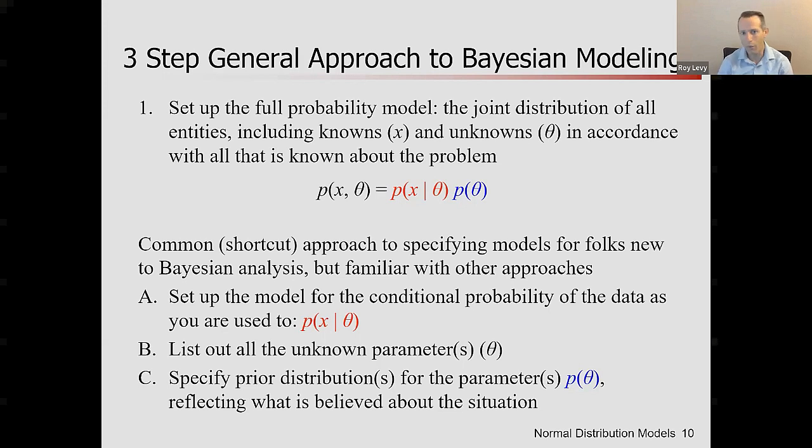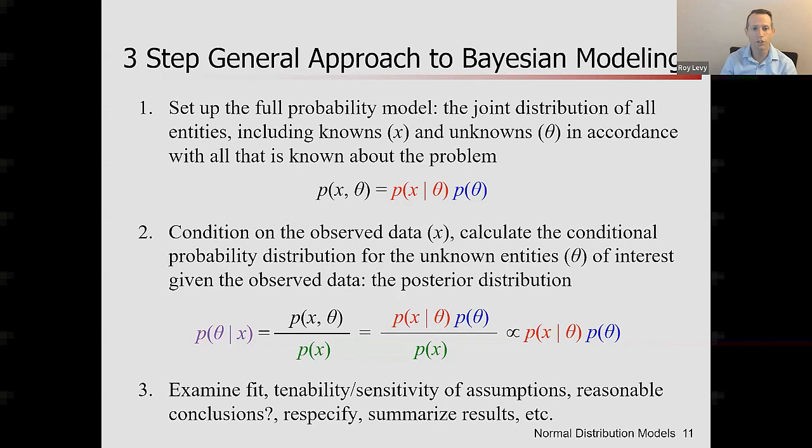This is not the only way to go about doing things, but this is a convenient way. Set things up the way you're used to doing with the conditional probability of data, whatever you're used to doing, and then go list out the parameters that need prior specifications. All of this, I would say, is step one, model setup. That's just expressing the model that you would like.